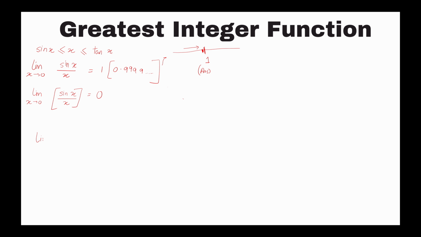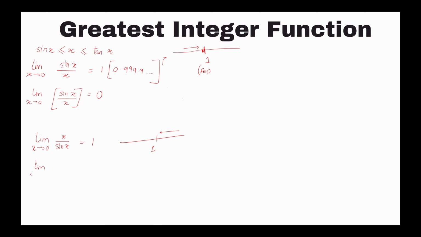Now let's say I take the complete opposite, the reciprocal of this entire thing. I would have limit x tending to 0 of x by sin x. Now I hope you all know this is also 1. Since we know that x is greater than sin x, I am approaching this limit from the other side. When it was sin x by x, I was approaching it from the left hand side. Now I am approaching it from the right hand side. That means if I see this on a number line, I am approaching my 1 from this side.